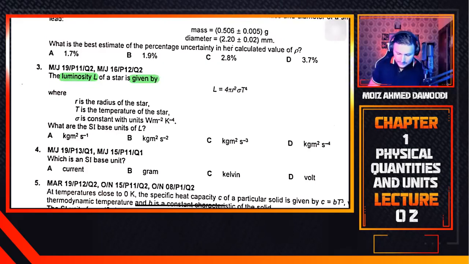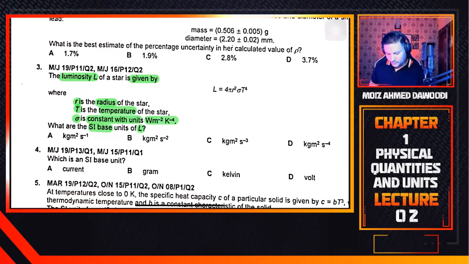By the way, luminosity you will be having in A2. A2 is space physics. You'll be having luminosity as a topic. Where R is the radius of the star, T is temperature, and sigma is a constant with these units. What are the SI base units of L?